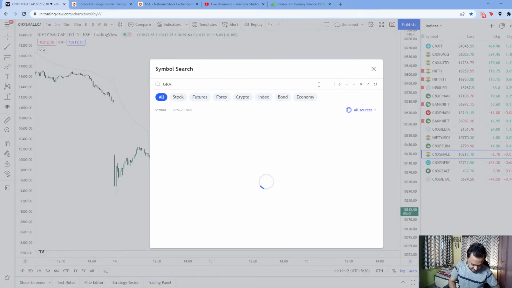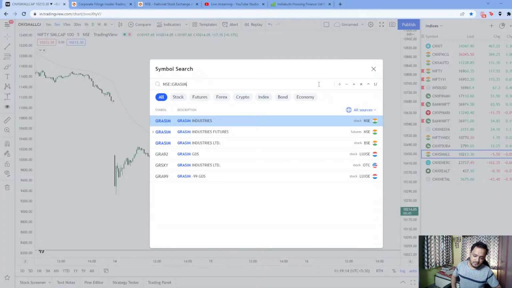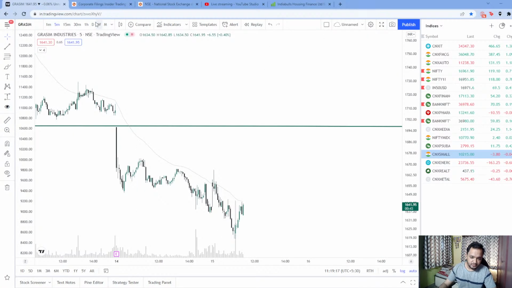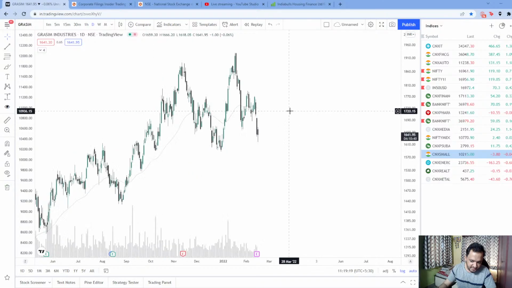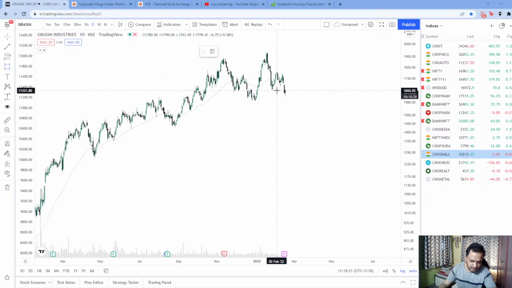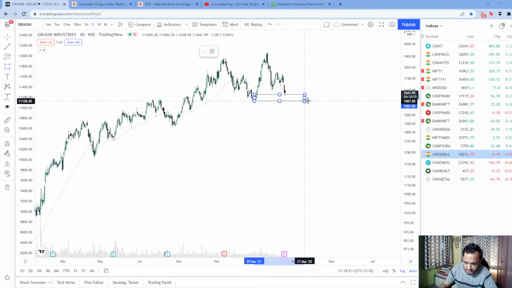All right. Grasim is an interesting chart. Let's check it out. Right. So Grasim has come down to this previous demand zone, which is right here.